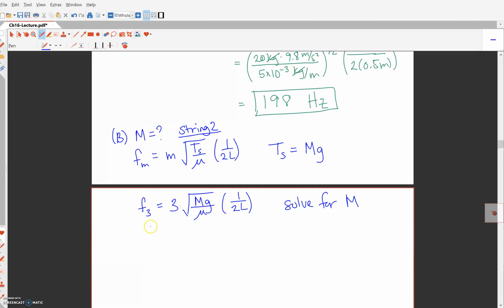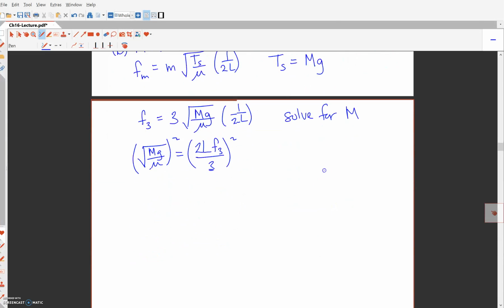So let's see, I'm going to move that to the other side. So the square root of mg over mu is equal to 2L F3 over 3. Now I can square everything. And I get mg over mu is equal to 2/3 L F3.